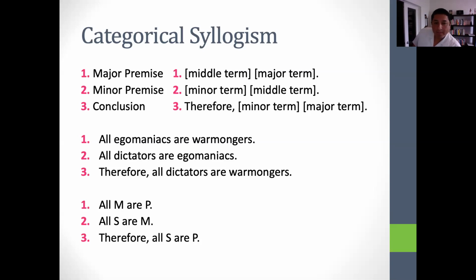In the first premise, you're going to have a middle term and a major term, and in the second premise, you'll have a minor and a middle term. In the conclusion is where you have the minor and the major terms. So the conclusion is going to help you to identify the minor and major terms. The minor term is going to be the subject in the conclusion, and the major term is going to be the predicate in the conclusion. And then you'll find a minor term in the minor premise along with the middle term, and the major term you'll find in the major premise with the middle term.